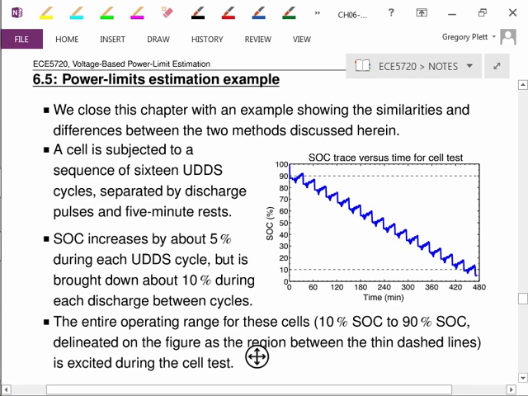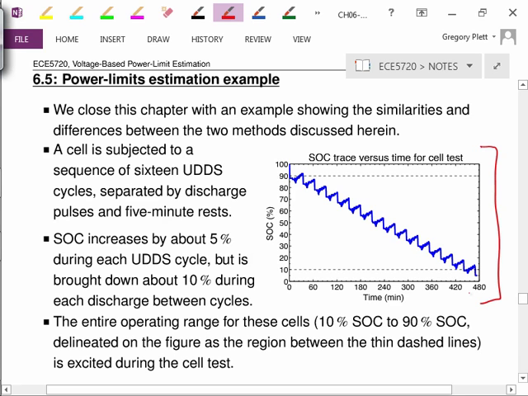As we conclude this chapter, we look at an example that highlights the similarities and differences between the two different methods we've looked at: the HPPC method based on a simple cell model, and then the bisection method based on a complete cell model. This used real lab data.